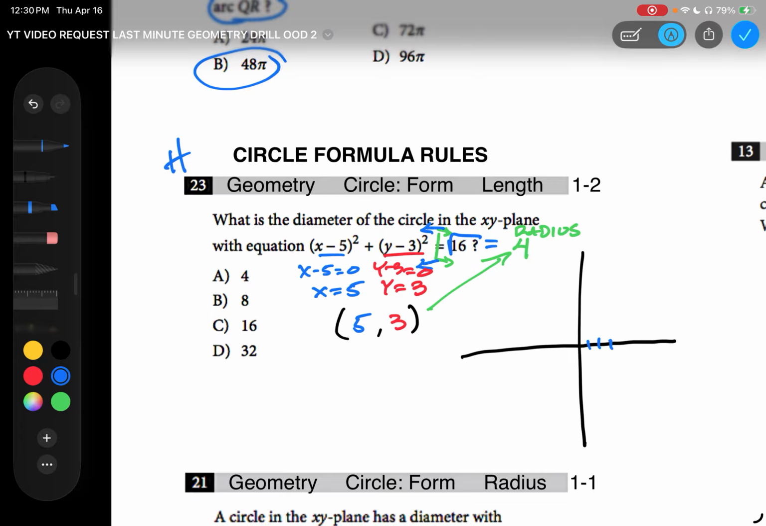I go 1, 2, 3, 4, 5, but I got to go upstairs 3 times. 1, 2, 3. Here's the center of my circle with a radius of what? 4. So I can go to the left, 1, 2, 3, 4. So that's the left-hand side of my circle. Go right, 1, 2, 3, 4. I can go south, 1, 2, 3, 4. That's the bottom. And 1, 2, 3, 4. That is the top. And there is my circle.